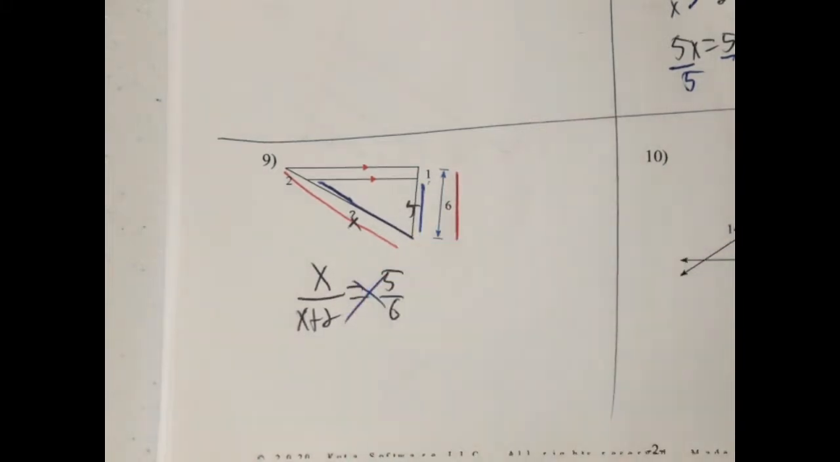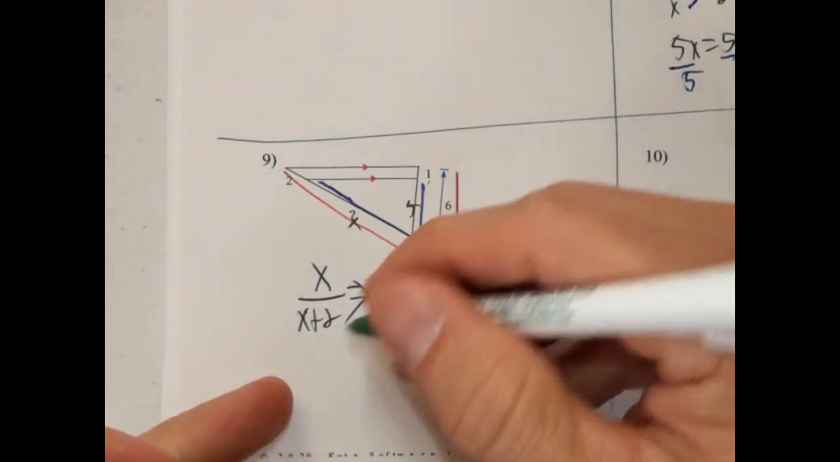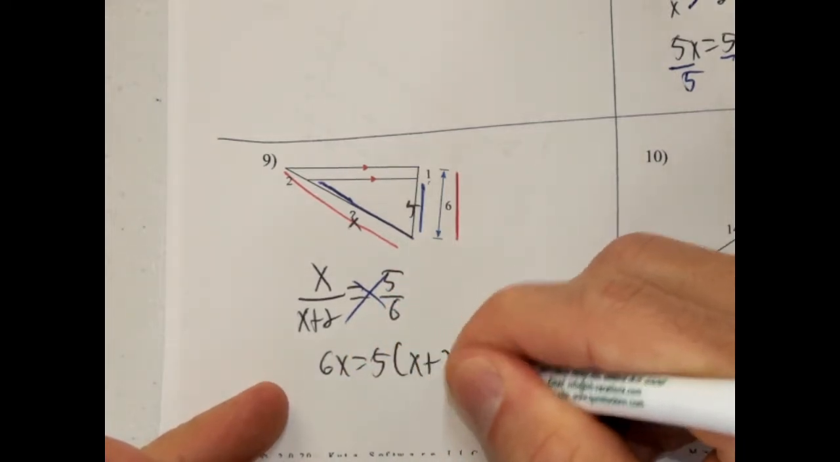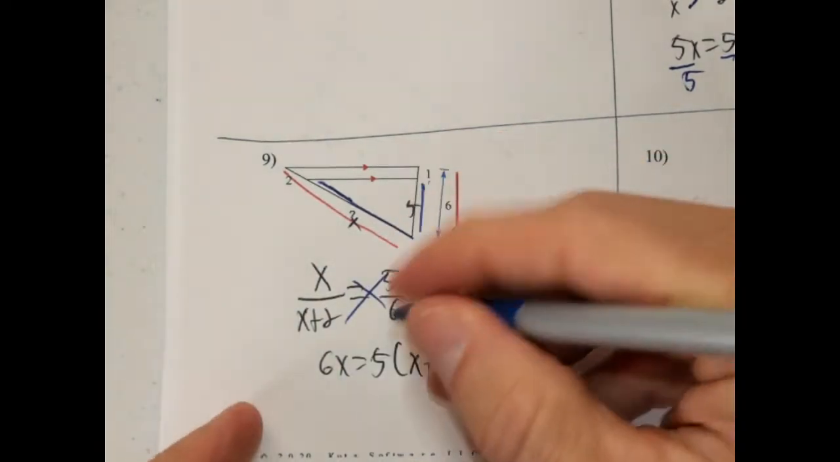So we're going to say 6 times x is 6x, and then 5 times this binomial. And we're going to distribute that 5.